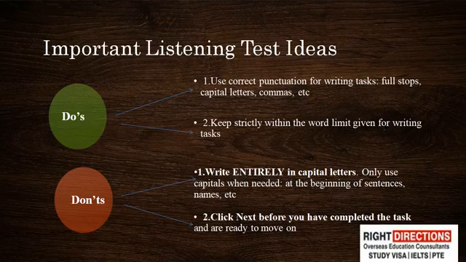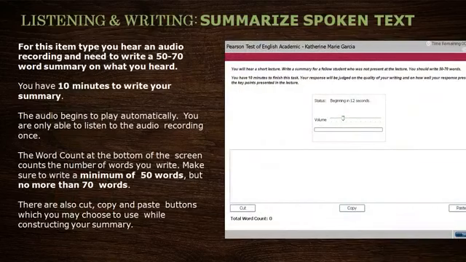Next are the don'ts. You should never write entirely in capital letters. Capitals should be at the beginning of sentences or maybe names. Next thing is this, before you have completed the task, you can't click on the next button. So whenever you have completed your task, then only you can click on the next button and move on to the next task. So the first item type is summarize spoken text.